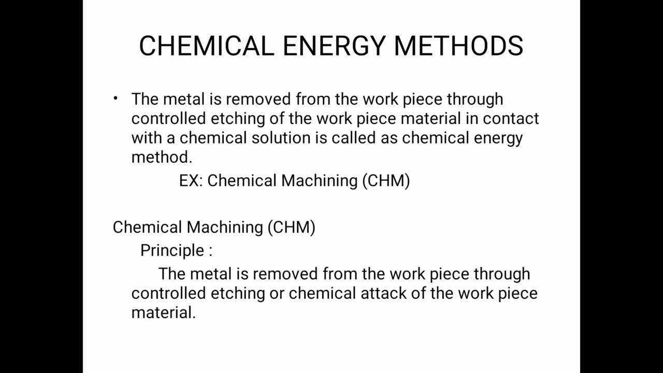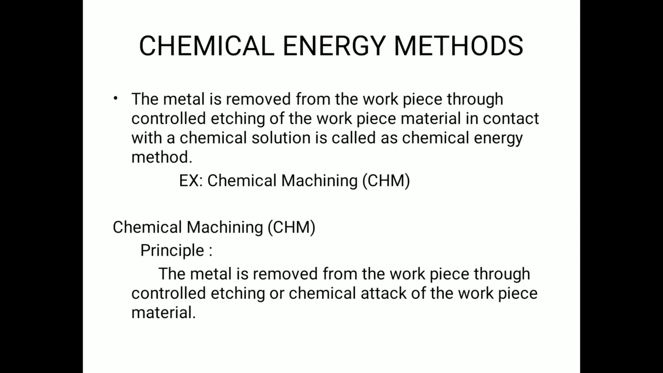First of all, try to understand what is chemical energy method. In chemical energy method, the metal is removed from the workpiece through controlled etching of workpiece material in contact with a chemical solution. This is called the chemical energy method. For example, we can say chemical machining.